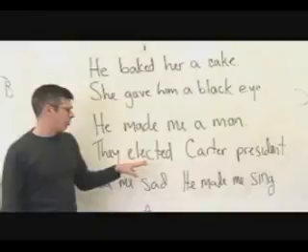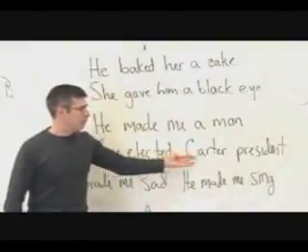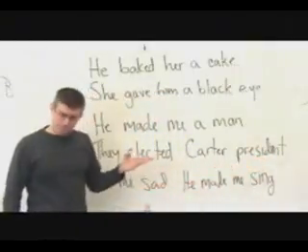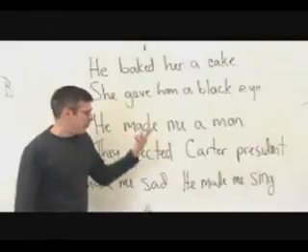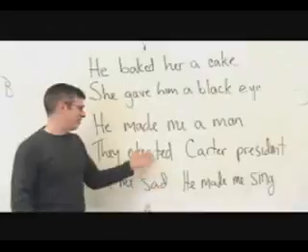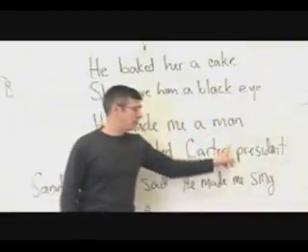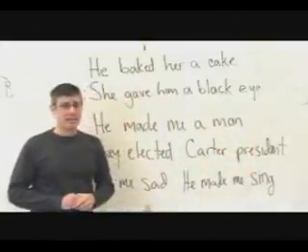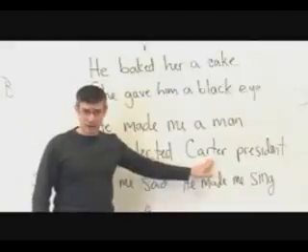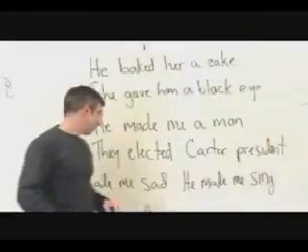They elected Carter president. Well, who did they elect? They elected Carter. But we have this noun hanging off the end here, and if you don't have some way of accounting for it, it's just hanging off in space. They didn't just elect Carter, they elected him president. So once again, president is the objective complement here. Carter is the direct object, and president is the objective complement.